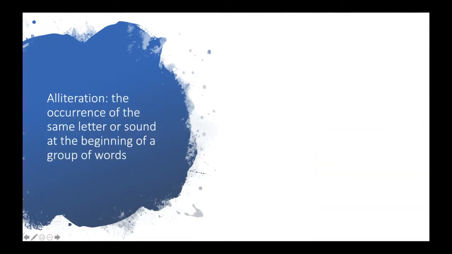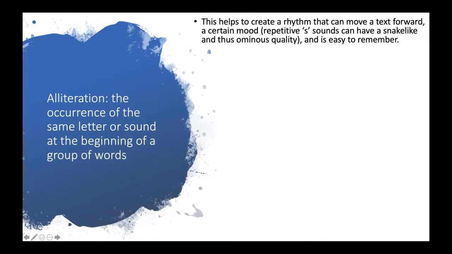The next one I want to talk about is alliteration. We have used this since we were children. It is the occurrence of the same letter or sound at the beginning of a group of words. Here's an example. It's to create a rhythm that can move a text forward. It creates a certain mood. So if you have repetitive S sounds, there's a very snake-like quality to it, and it seems quite ominous. And also, alliteration makes things easy to remember.